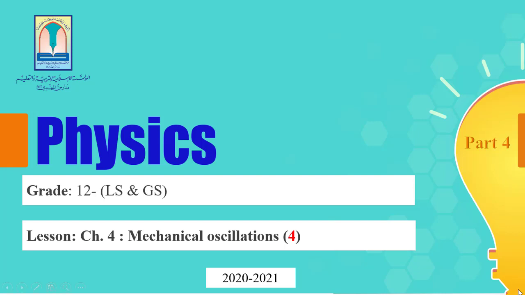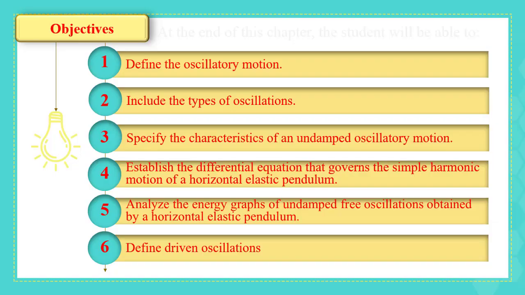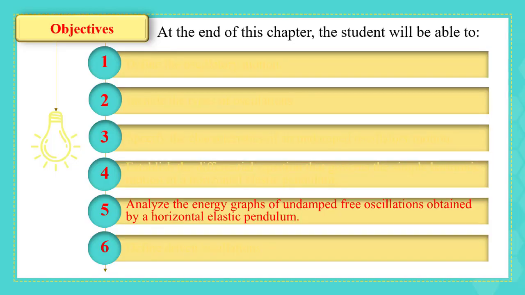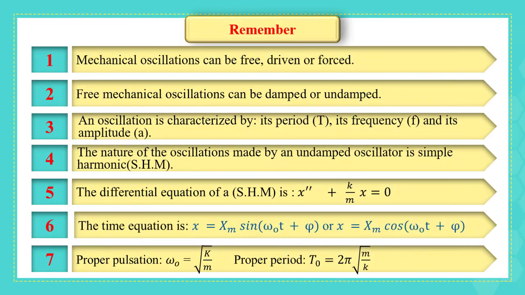This is the fourth part of mechanical oscillation. At the end of this part, you are going to be able to analyze the energy graphs of undamped free oscillations obtained by a horizontal elastic pendulum. You should remember the ideas that we have taken in the first three parts, especially that energy is constant, amplitude is constant, and the time equation is x equals xm sin(omega 0 t plus phi).